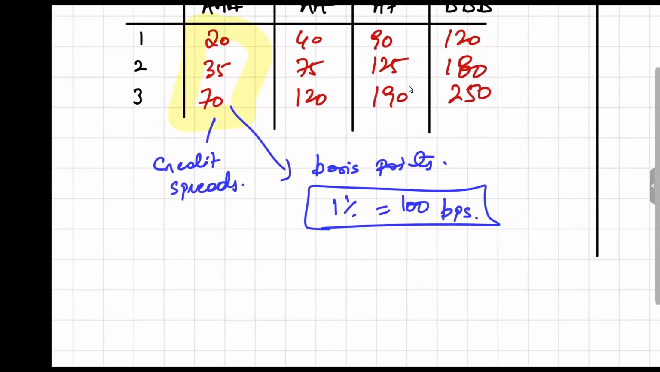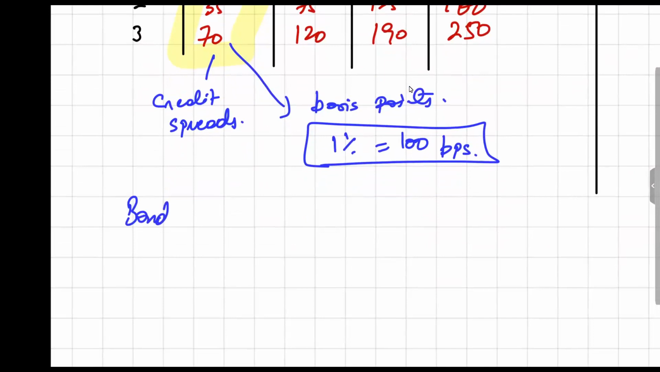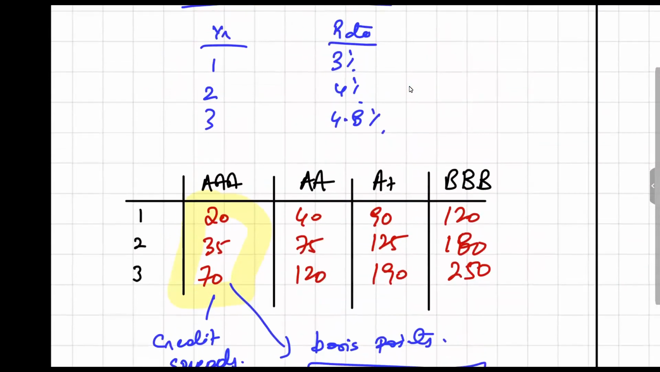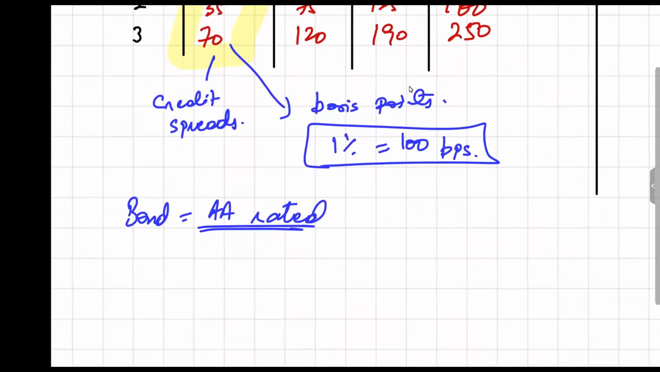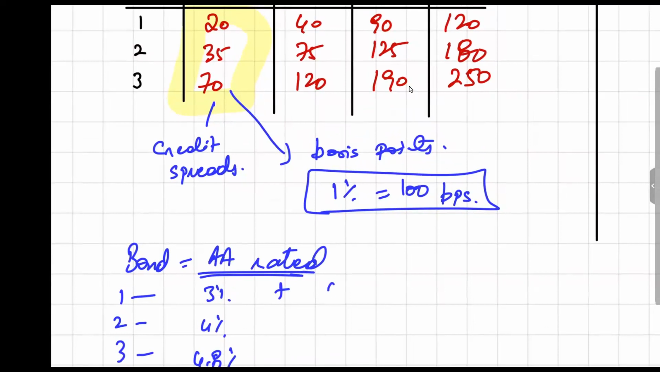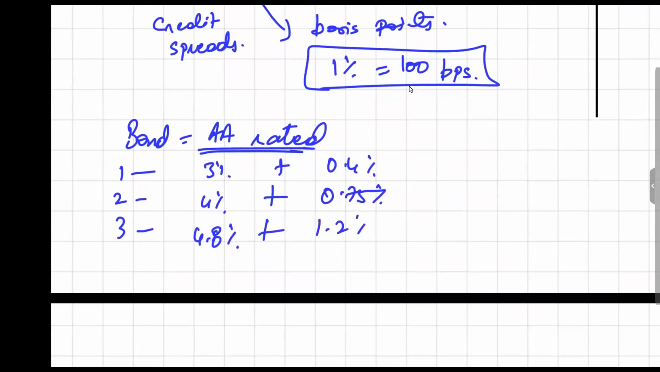So let's say, for example, my bond is double A rated. What am I going to do with this double A rated bond? I would take the yield curve of 3%, 4%, 4.8% for year one, year two, year three, and add up the credit spread, which is 0.4%, 0.75%, 1.2%.